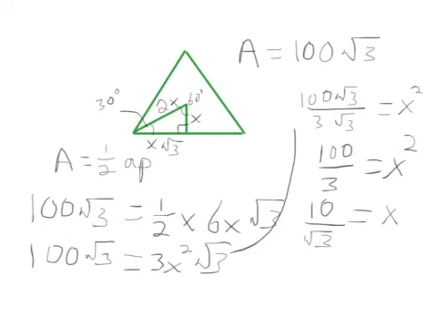So to do that, I need to multiply the top and the bottom by square root of 3. So I'm going to get 10 times square root of 3 on the top, and then on the bottom I have square root of 3 times square root of 3, which is just going to be 3. So x will equal that, and that is our final answer.